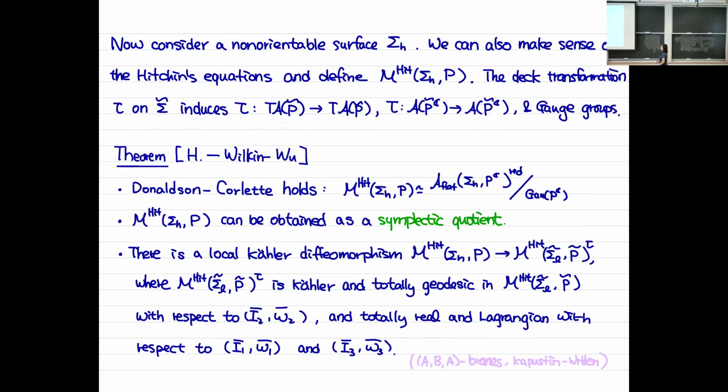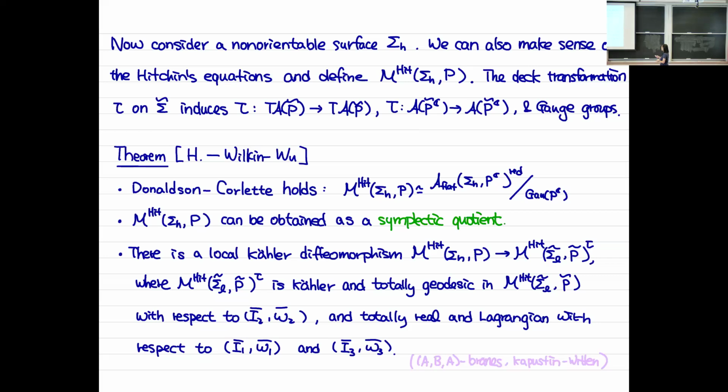So consider a non-orientable surface, and we can also make sense of the Hitchin equation, and you can define the Hitchin moduli space, and the Dirac transformation on the double cover also induces this involution on the tangent bundle on the space of complexified connections and gauge group and so on. So in joint work with Wilkin and Wu, we show that Donaldson and Corlette also hold. So you also have this homeomorphism between the Hitchin moduli space and the flat connection moduli space.